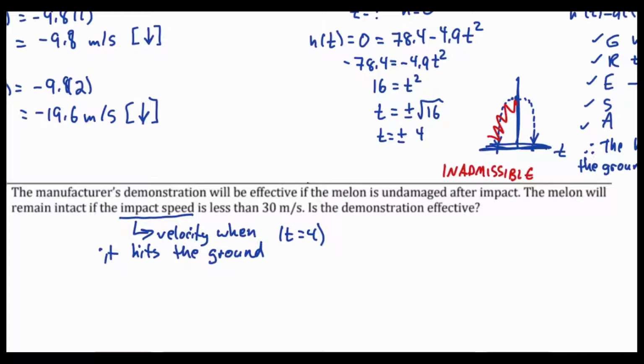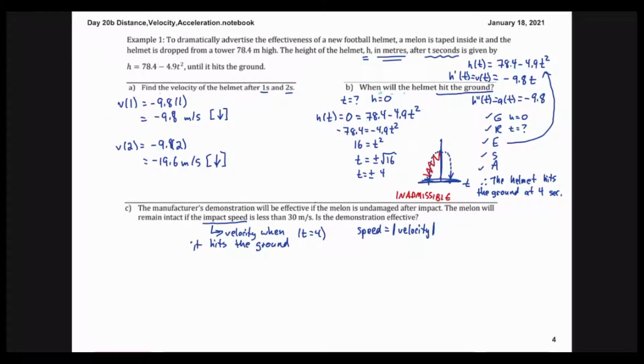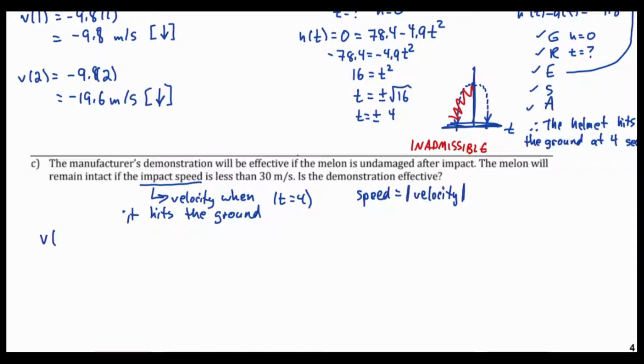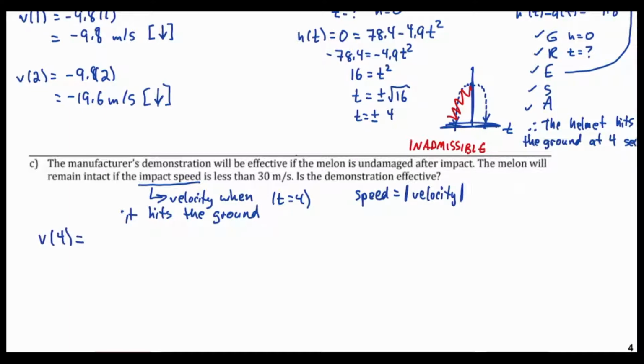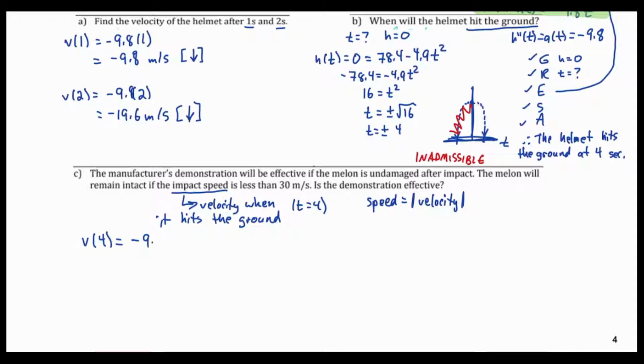And we know that speed is the magnitude of velocity. And I know how to find the velocity. It's the derivative of the position function. And we already did that calculation earlier to make our life easier. So let's go ahead and use that value and let's do a calculation. So I want to find the velocity at 4 seconds. I know the equation is negative 9.8 t, where t is equal to 4. So I'm going to have 9.8 times 4, which is 39.2.